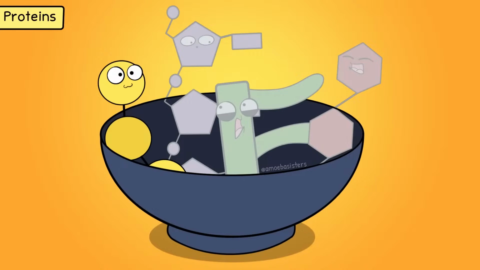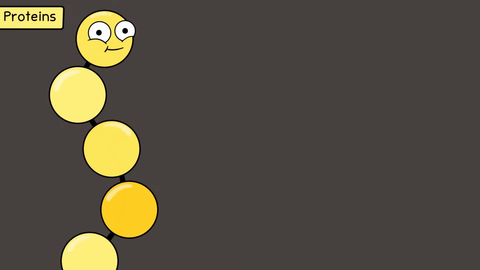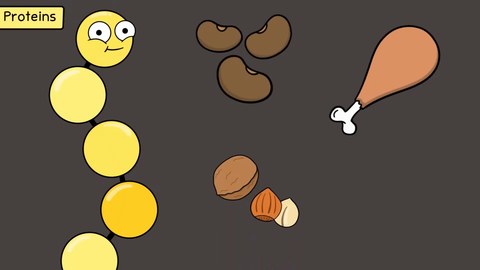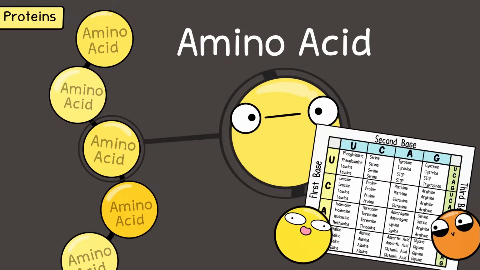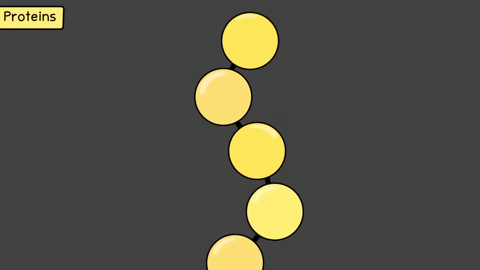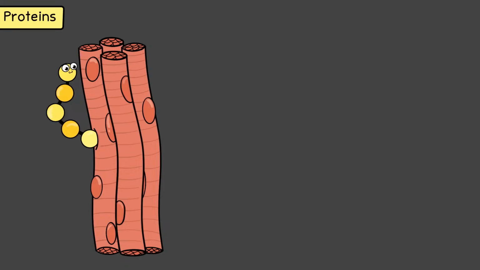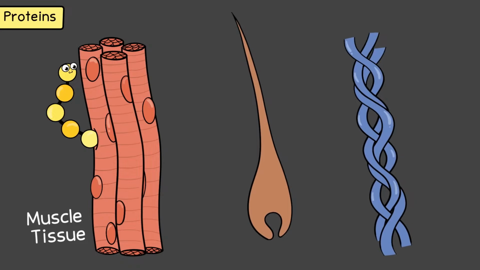Next up, proteins. Protein food sources include beans, meat, nuts, and eggs. The monomer of a protein is an amino acid. Usually, proteins consist of many amino acids bonded together. There are different types of amino acids. So how are proteins important to an organism in the structure and function of its cells? Structure-wise, tissue like muscle tissue consists heavily of proteins. Proteins can make up all kinds of other structures, hair or collagen, for example.